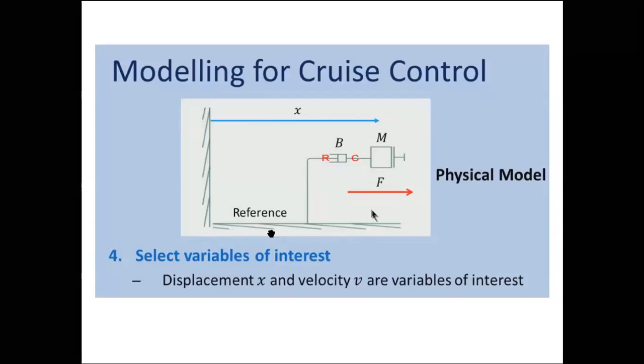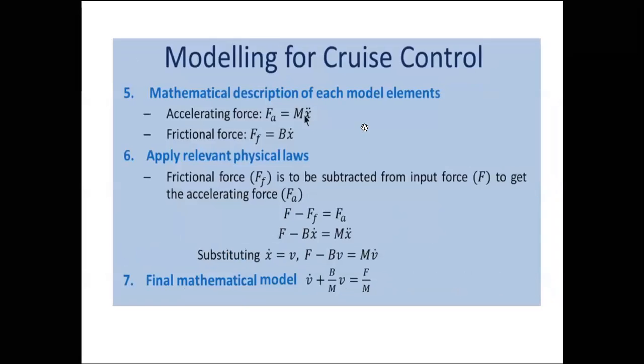Now you select variables of interest. What are the variables of your interest? You are applying some force and you want to see the velocity or some kind of displacement. So here the variables of interest are X, V and F. As you are applying F, probably the velocity or displacement is your concern. That's why F is not described, only X and V are shown here. Now let us move to the next step.